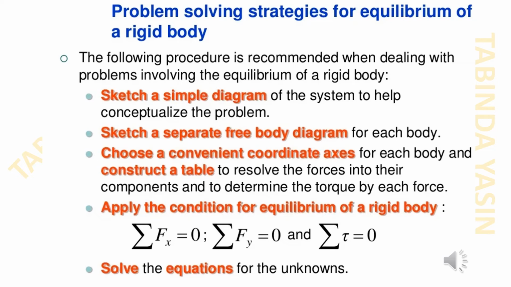To solve equilibrium of a rigid body problems, there are some strategies. The following procedure is recommended when dealing with problems involving the equilibrium of a rigid body. First, sketch a simple diagram of the system to help conceptualize the problem. Number 2, sketch a separate free body diagram for each body. Number 3, choose a convenient coordinate axis for each body and construct a table to resolve the forces into their components and to determine the torque by each force. Number 4, apply the conditions for equilibrium of a rigid body. First is summation Fx is equal to 0 and summation Fy is equal to 0, and the second is summation tau is equal to 0. And at the end, solve the equations for the unknowns.